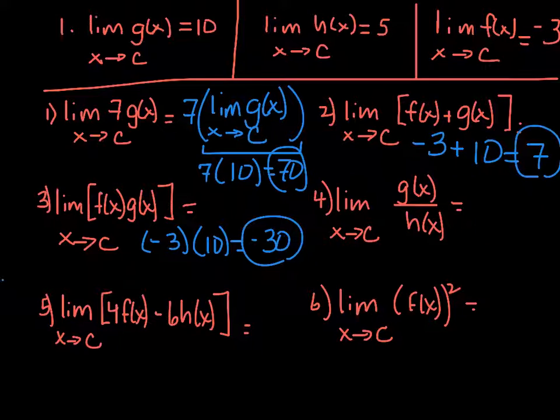It wants g of x, which if I go and look will be 10, and h of x, which is 5. Divide those two, and we get an answer of 2. Get the idea? Really super easy. All right, so number 5, same thing.